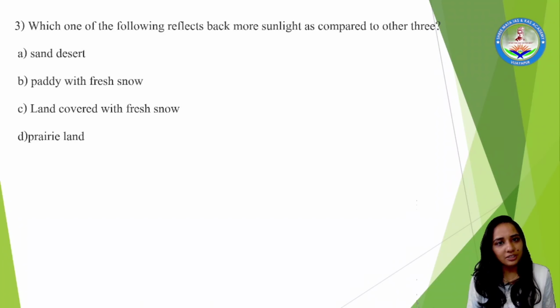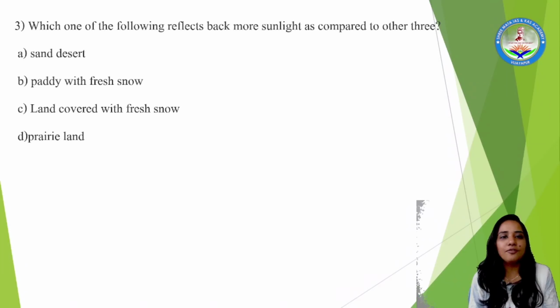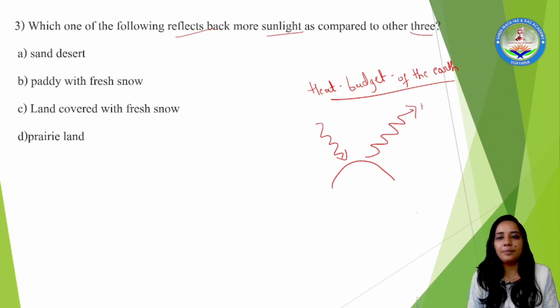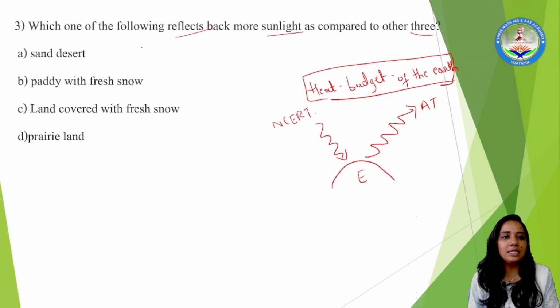Which one of the following reflects back more sunlight as compared to the other three? Means they had given four options here, and they had told us to choose the one option which is reflecting the sunlight more compared to the other three. Right? So how to attempt this question? It is a very easy question if you have studied properly the heat budget of the earth, which provides you extensive knowledge regarding how the sunlight will be received at the earth's surface and how it is sent back to the atmosphere. So please go back and study the NCERT to look into how the heat budget of the earth works properly. So you will easily be able to answer this question.